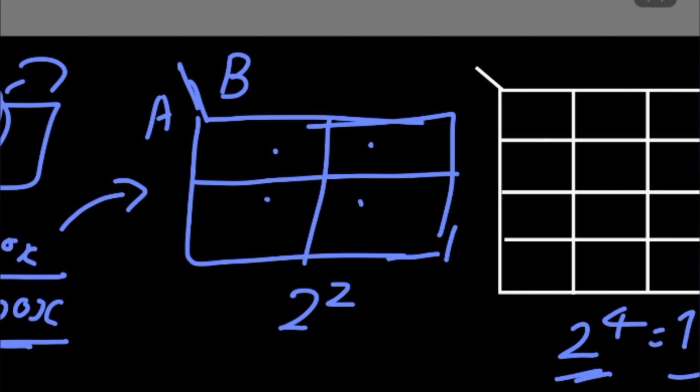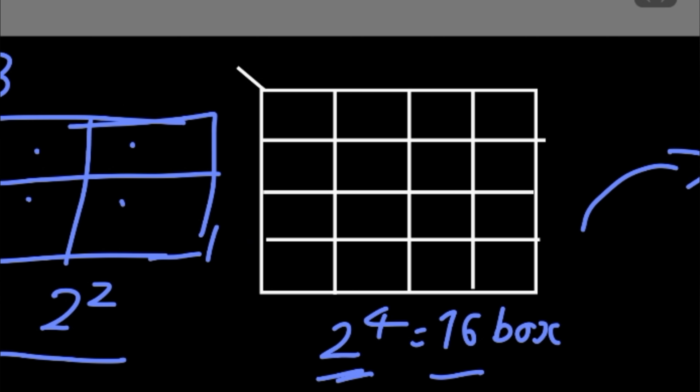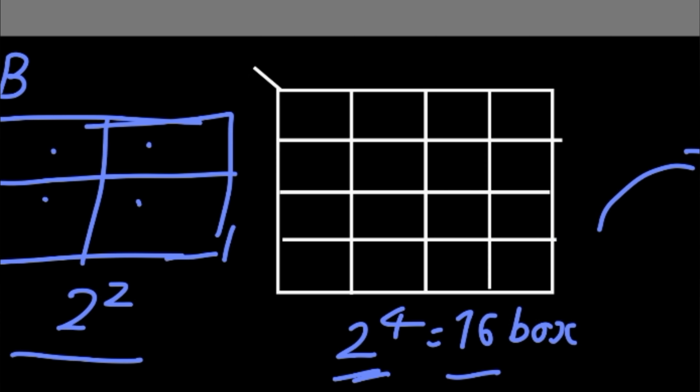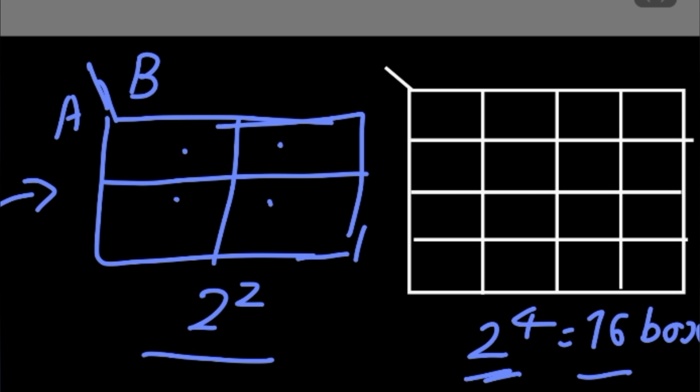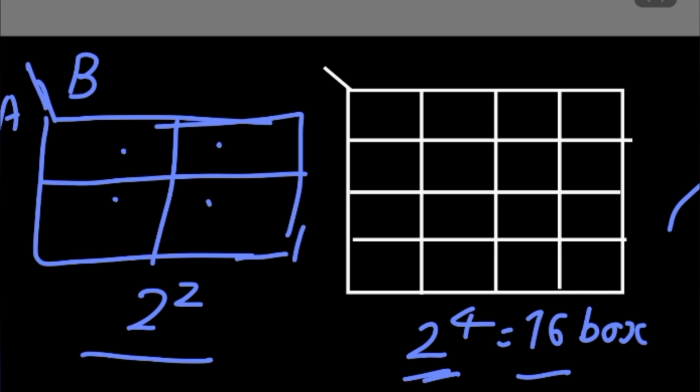The K-map of 2 variables is this. The K-map of 4 variables is this. In this video we'll learn up to 4 variables, as 5 variable and 6 variable K-maps are much more complex. Today we'll just learn the basics of this K-map. So we'll limit ourselves to 4 variables. Now we know how the boxes are made. The number of variables determines the number of boxes.